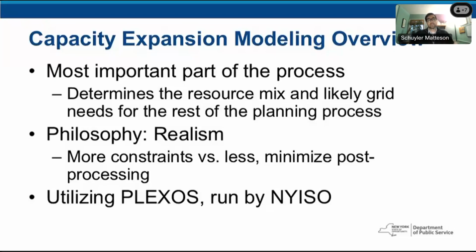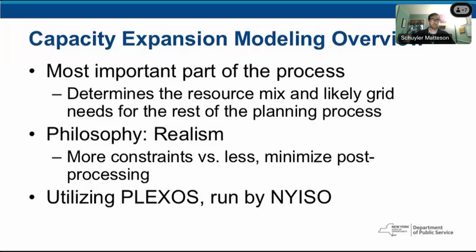Always erring on the side of more constraints, especially on the cost and performance and load side of things, because we really want to minimize that post-processing that we have to do. We're trying to run a very open and transparent process, and we know these results, as soon as we get them, are kind of the high-level results that most people are going to cite.